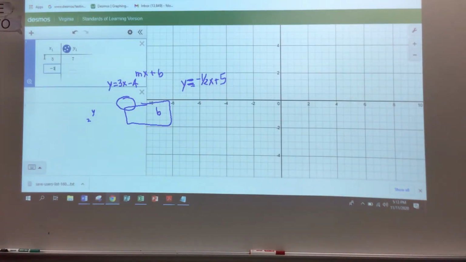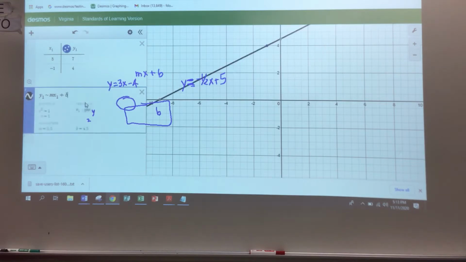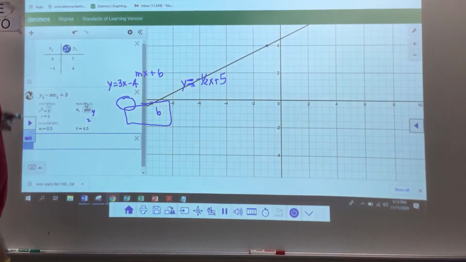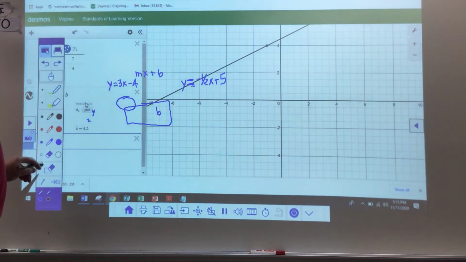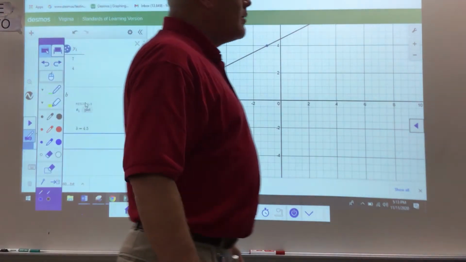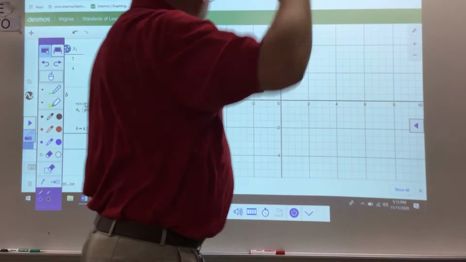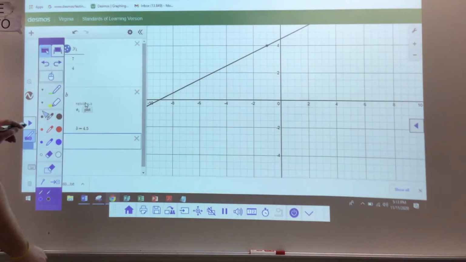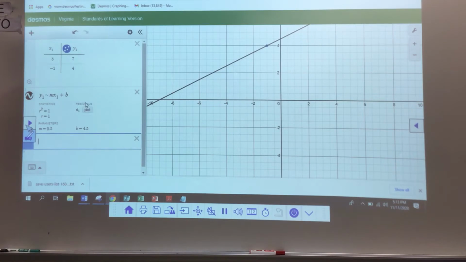Negative 1, 4. Now remember, I've got to go to the calculation box and type in that y sub 1 tilde m x sub 1 plus b. Okay? And that gives me, I think, everything that you need there. Make sure I did that right. 5, 7. Let me clear this out of the way here, guys. Sorry. So, looks like we get a slope of 0.5.